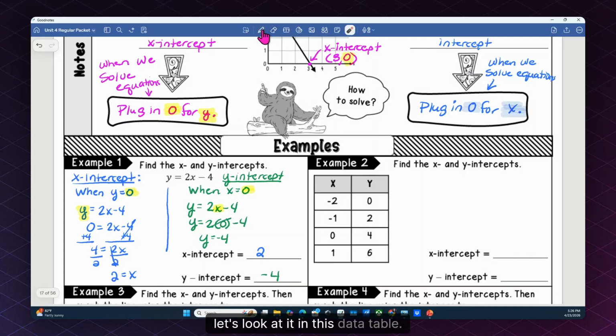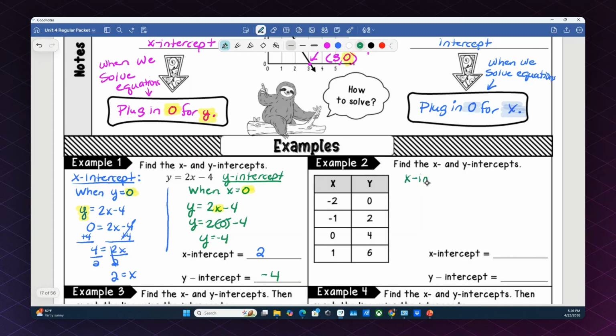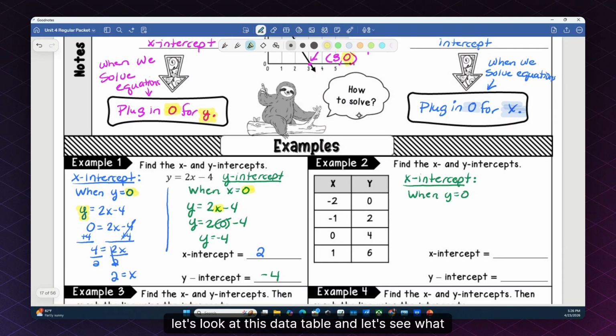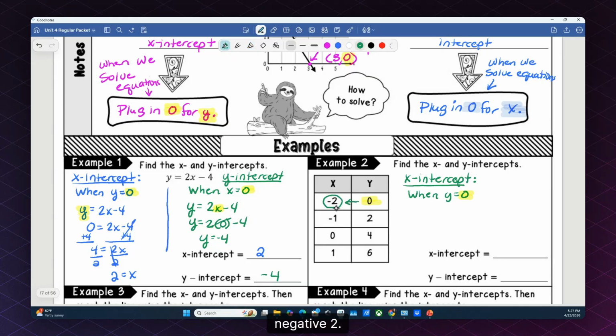Alrighty, let's look at it in this data table. So if we want to find my x-intercept, its partner is going to be when y equals 0. Well, let's look at this data table and see what we've got going on here. So we want to find y is 0. Well, I see a 0 right here. Alrighty, we can handle that. So I just look across here and I see my x is negative 2. So my x-intercept is negative 2.